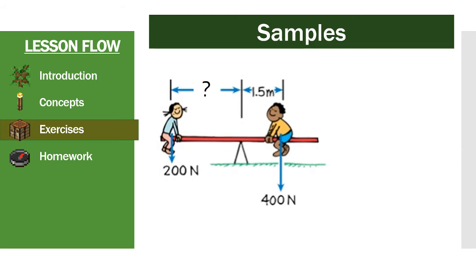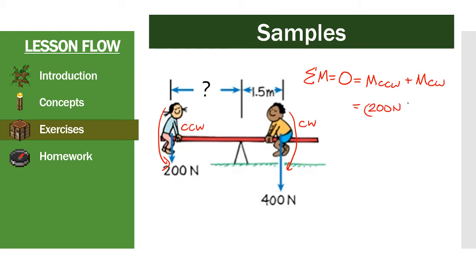Okay, so this girl, I'll just call this the girl, exerts a counterclockwise moment. This one, as you could see, would exert a clockwise moment. And by the equation, we know that the sum of all moments must equal zero. That means that the counterclockwise moments plus the clockwise moments must add up to zero, or they are essentially equal. And if we look at it, which is the counterclockwise moment? Well, we have this girl over here who has a 200 Newton force or weight, and we actually don't know the distance, so let's just label that D.